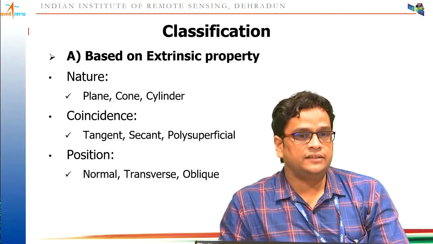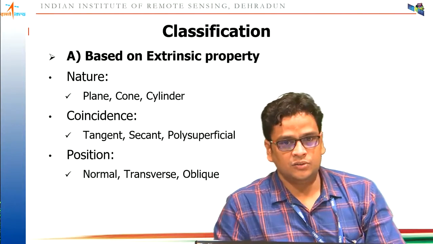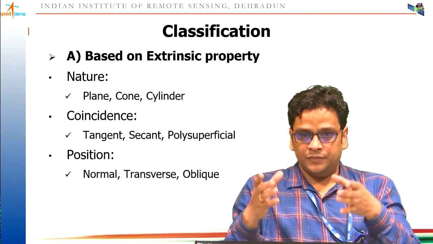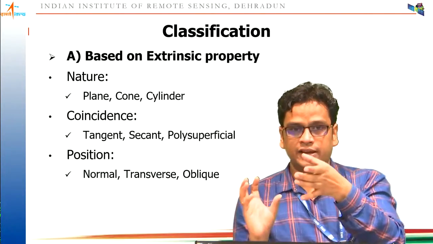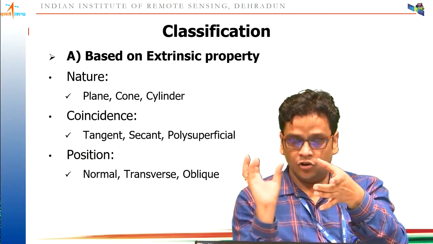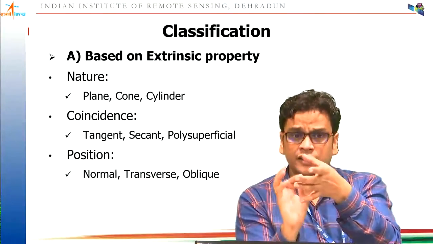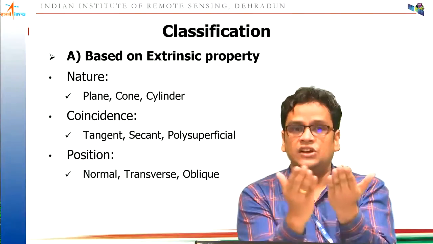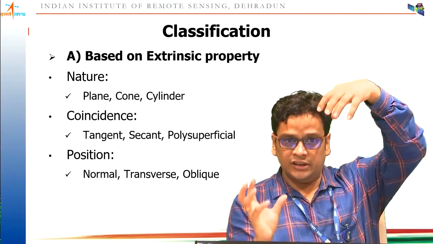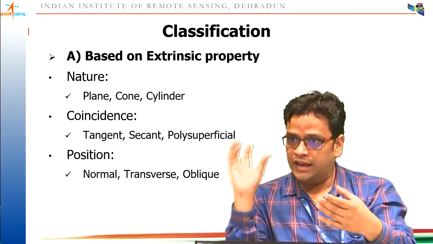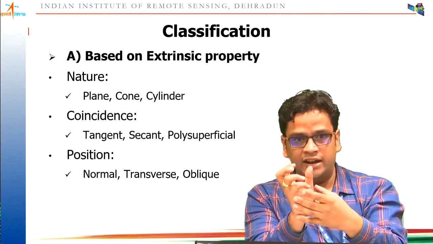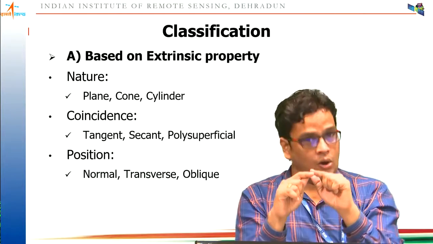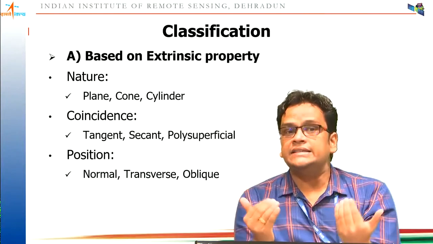And by coincidence, it is tangent, secant, and polysuperficial, where tangent means the cylinder radius and the globe radius are almost equal. So what will happen, it will just touch the surface of the cylinder. You take one cylinder, you take one globe, push it inside, and it is just touching the surface of the cylinder. Okay, then this is a tangent case.